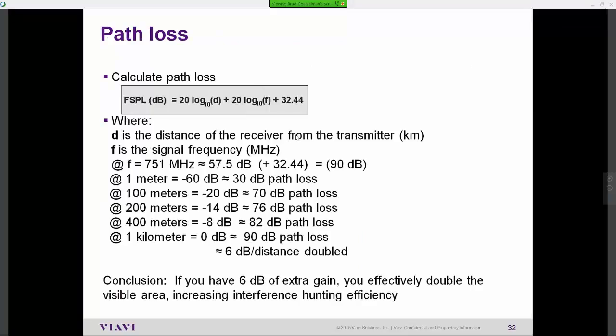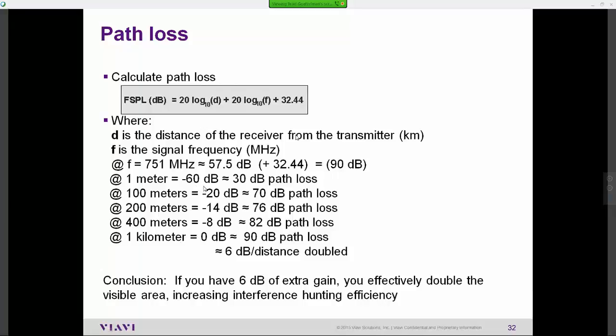I've seen a variety of equations. I tend to like this one, where D is the distance of the receiver from the transmitter in kilometers, and F is the signal frequency in megahertz. And here you can see that at 751 megahertz, approximately 57.5 dB, basically 90 dB, that's the path loss at 1 kilometer.